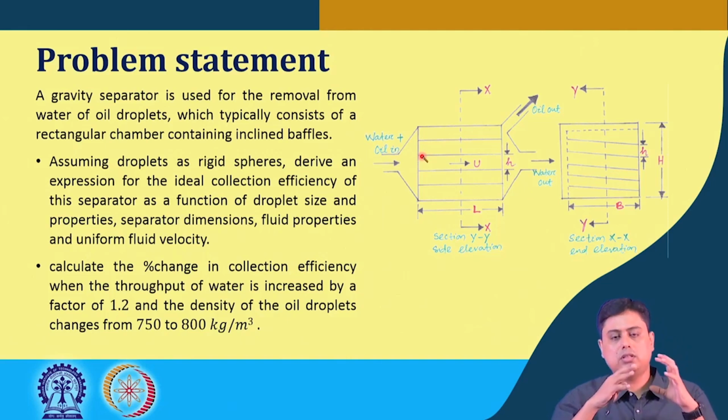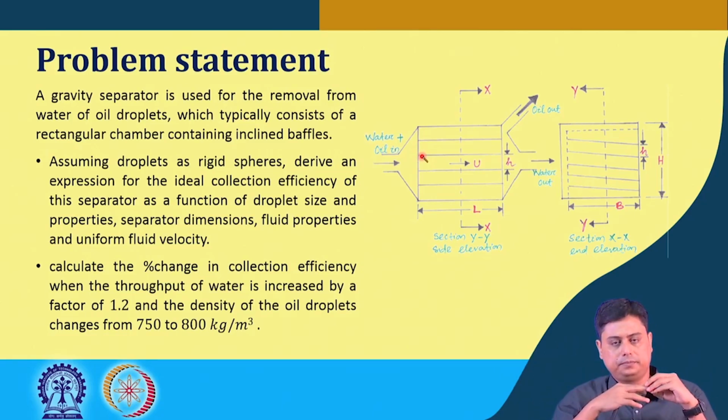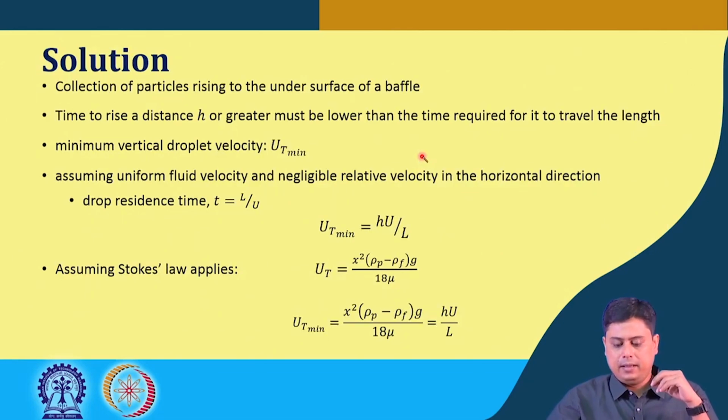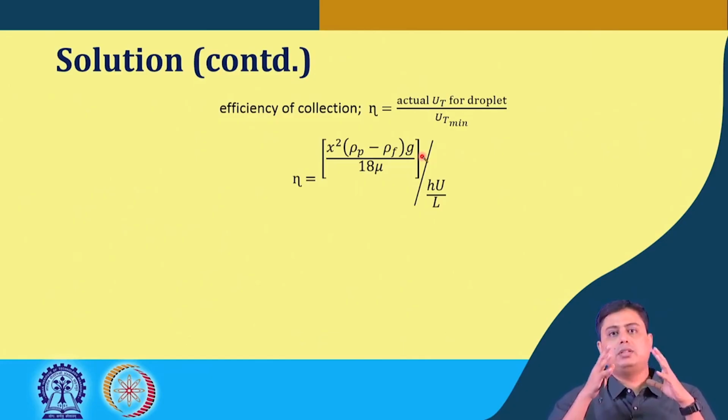If out of all 100 droplets, 25 droplets have this minimum terminal velocity, those 25 droplets will be collected. So, the collection efficiency will be 25%. For the ideal case, 100 particles are collected, and then the collection efficiency will be 100%, which means this collection efficiency is basically the actual terminal velocity of the droplet, divided by the minimum requirement.